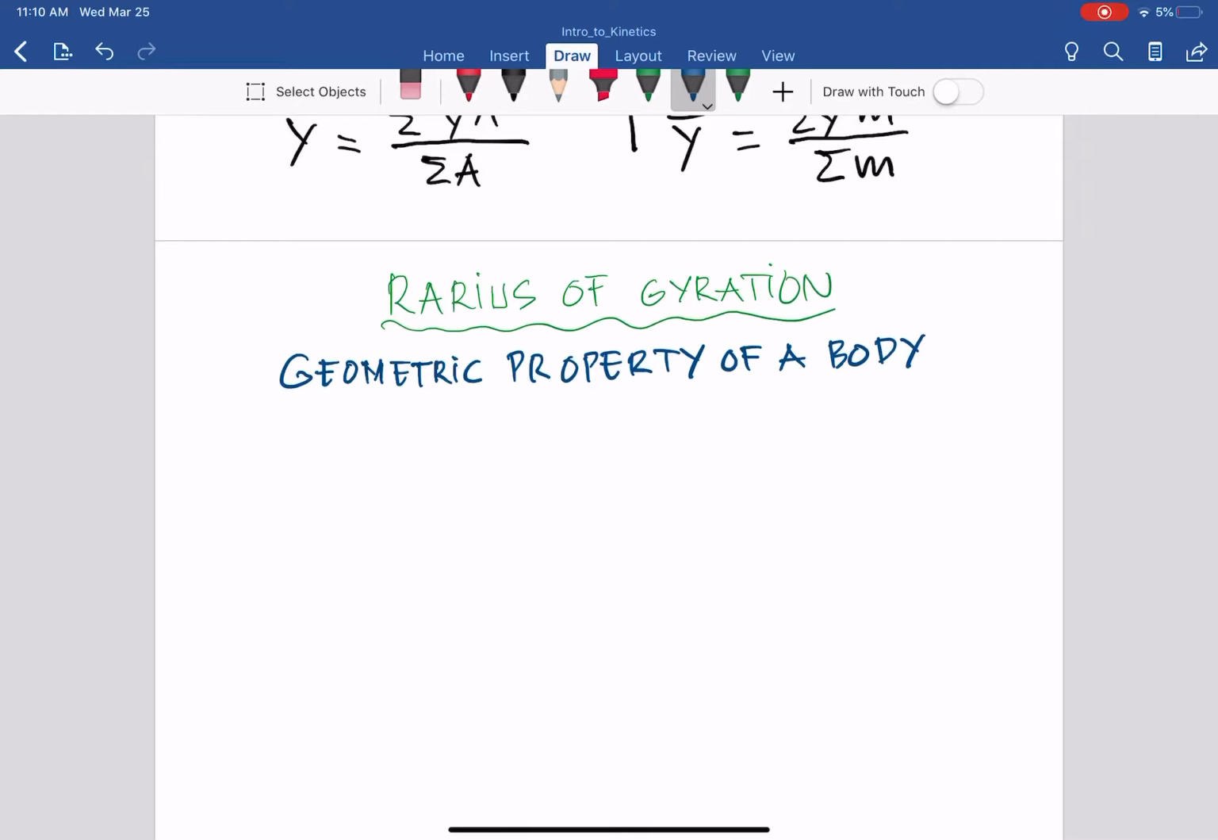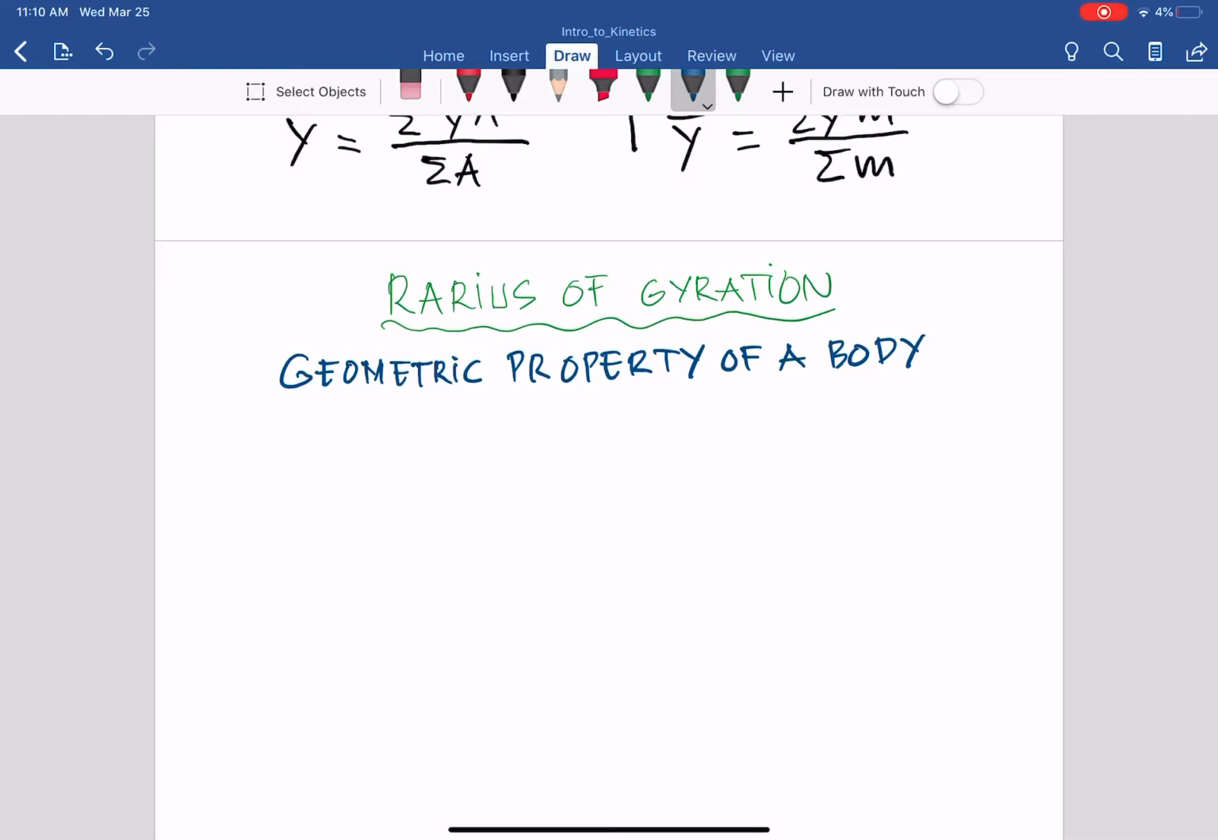So as you can see, if we talk about physical properties, it means that we talk about iron or steel. It's different from aluminum, different from plastic, that we call physical property. But this is purely the geometric property of a body.